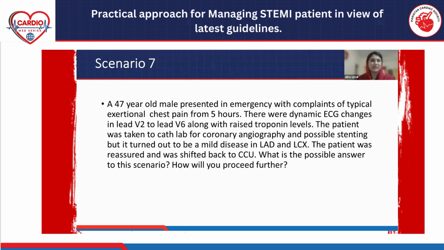So, up to scenario number 7: a 47-year-old male presented in the ER with complaints of typical exertional chest pain for 5 hours. There were dynamic ECG changes in lead 2 to lead V6, along with raised troponin levels. The patient was urgently taken to the cath lab for coronary angiography and possible stenting, but it turned out to be mild disease in the LAD and RCA. As there was just mild disease, the patient was reassured, that is, no stent was implanted, and he was shifted back to the CCU. What is the possible answer to this scenario? How will you proceed further?